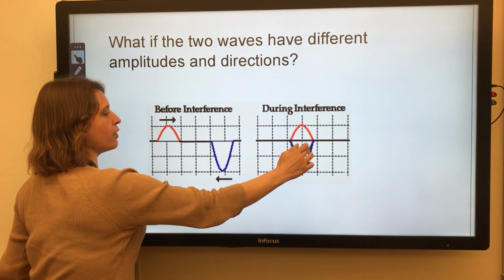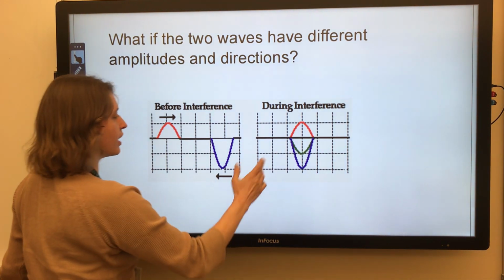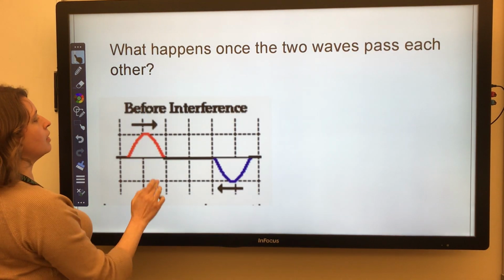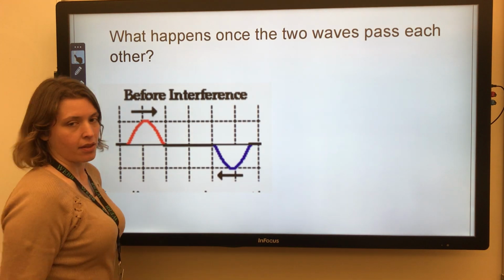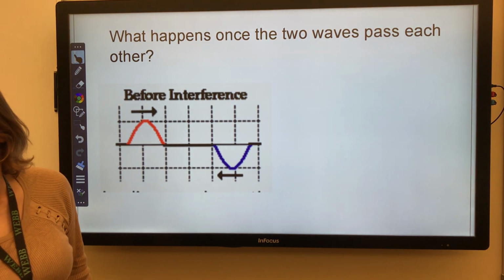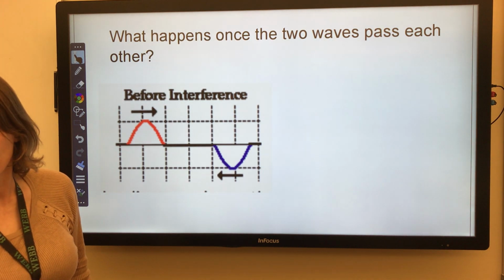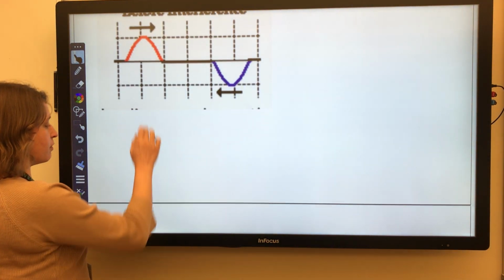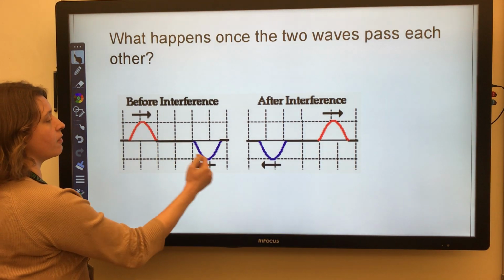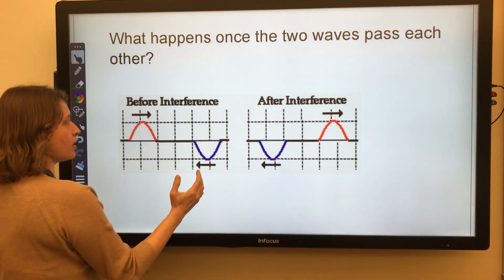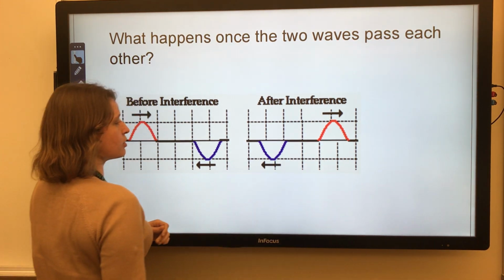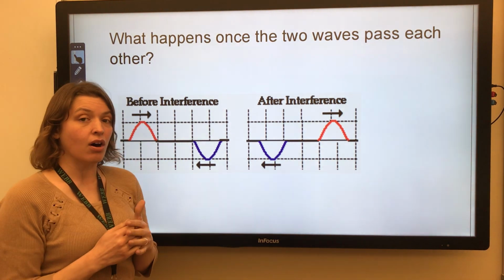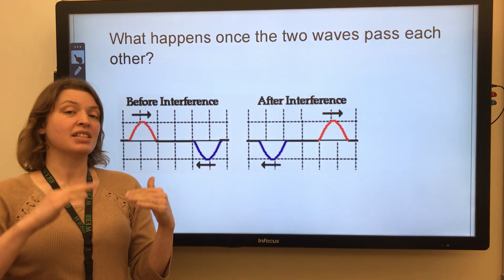So when they overlap, you're going to have a partial canceling, partial destructive interference. But what happens once the waves pass one another? Well, after the waves have passed one another, they're going to look exactly the same as they did before. After the waves have passed, you're going to have this blue wave continuing to move in this direction. So this is our before picture and this is our after picture. The red wave continues moving this way. They haven't really affected each other at all. These are both just disturbances that happen in this medium.